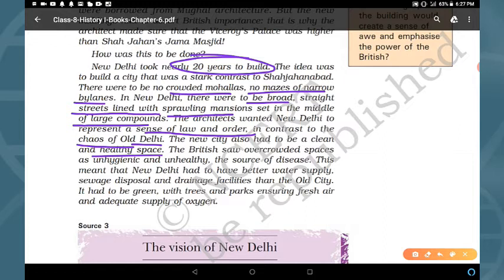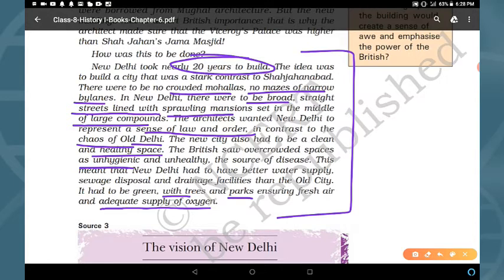The British saw overcrowded spaces as unhygienic and unhealthy, the source of disease. So this meant that New Delhi had to have better water supply, sewage disposal and drainage facilities than the old city. It had to be green with trees and parks, ensuring fresh air and adequate supply of oxygen. So in this way, by reading this paragraph, we can understand what kind of mindset the British had with the idea of building New Delhi, right?